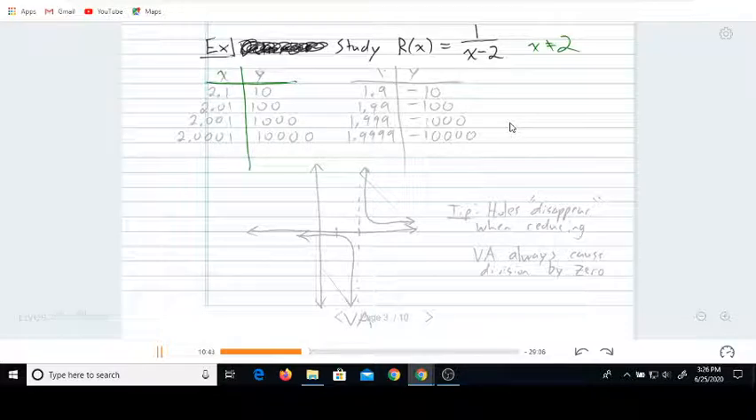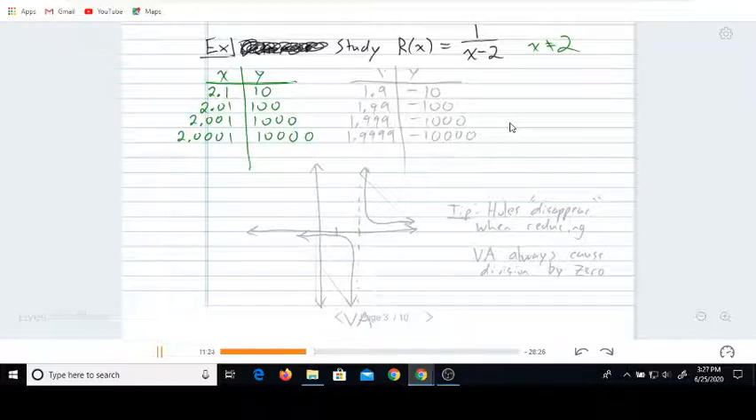So we can't plug in 2, but what happens if we plug in 2.1? And you can type this into your calculator if you want. And if we do that, then we get 10. Well, we can get even closer, right? Instead of 2.1, what about 2.01? Okay, we get 100. Well, what about 2.001? We get 1,000. What about 2.0001? And perhaps you can see the pattern. The closer we get to 2 from above, the y values shoot towards infinity.